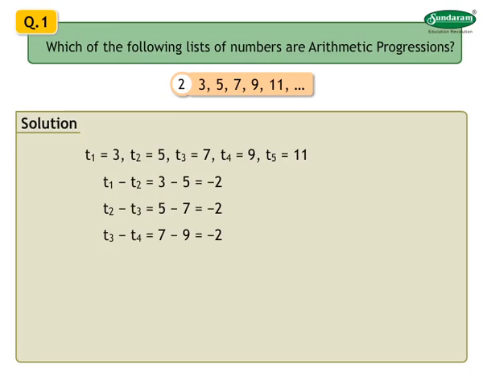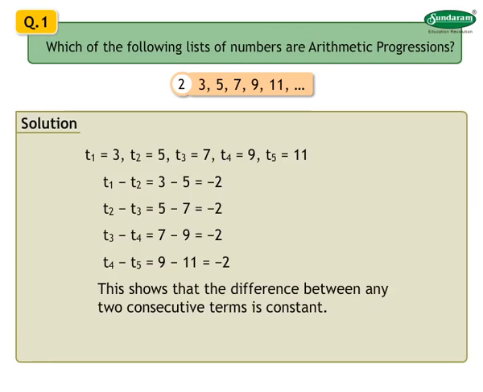T3 minus T4 is equal to 7 minus 9 is equal to minus 2. T4 minus T5 is equal to 9 minus 11 is equal to minus 2. This shows that the difference between any two consecutive terms is constant. Hence, the given sequence is an AP.